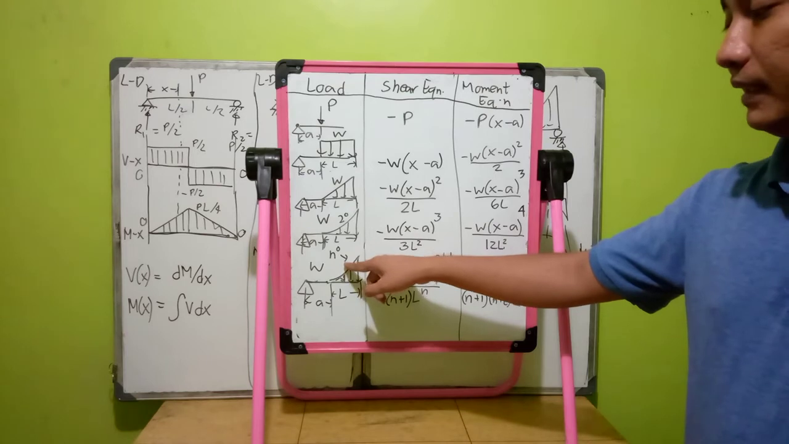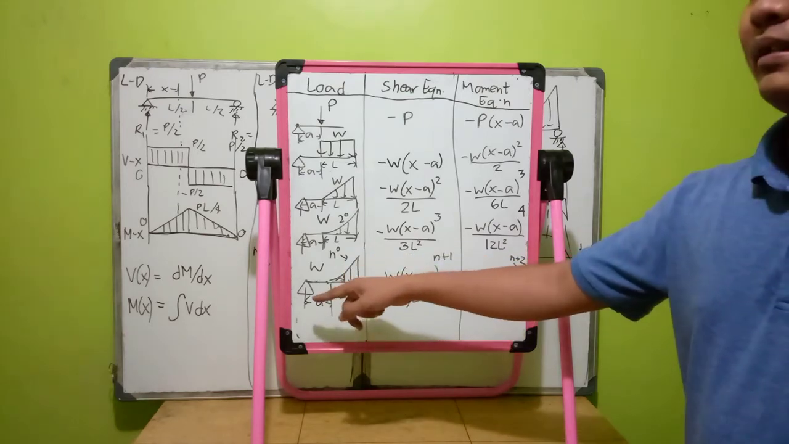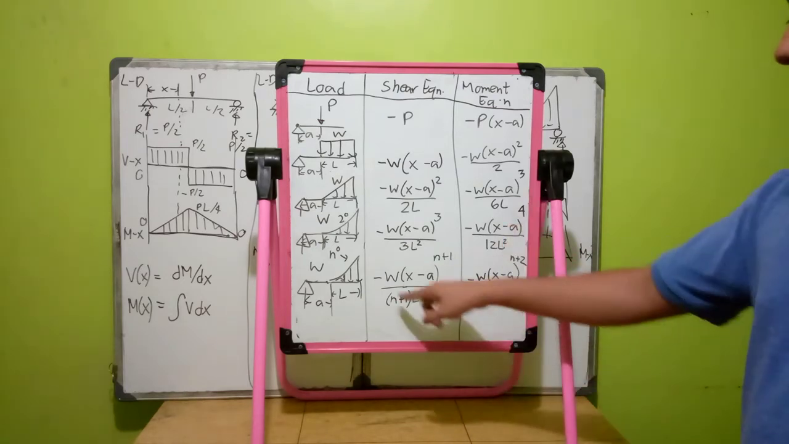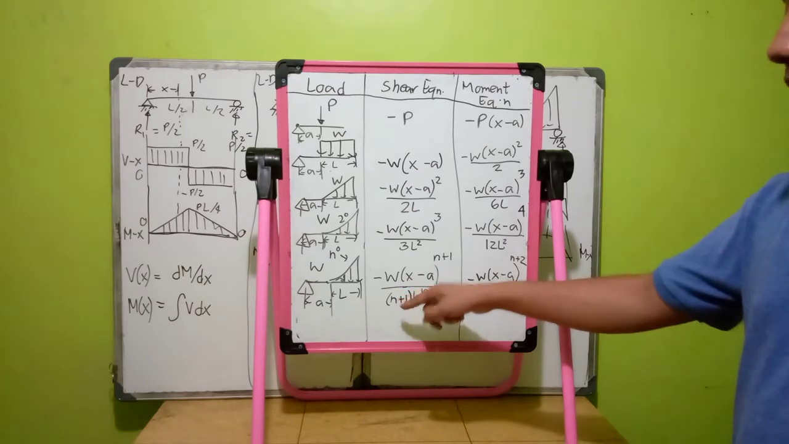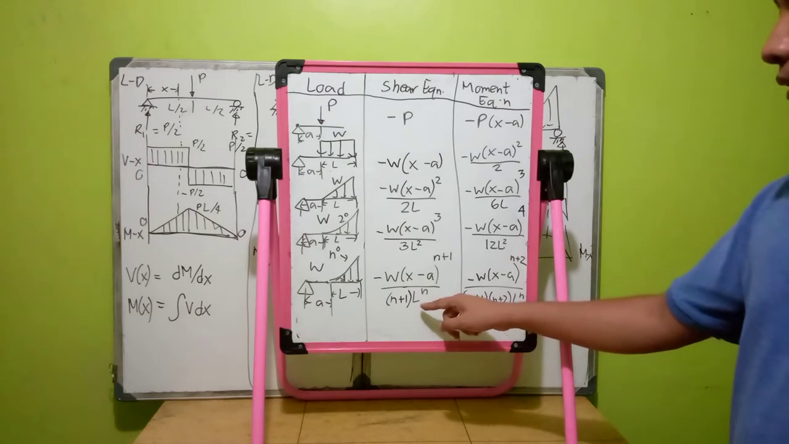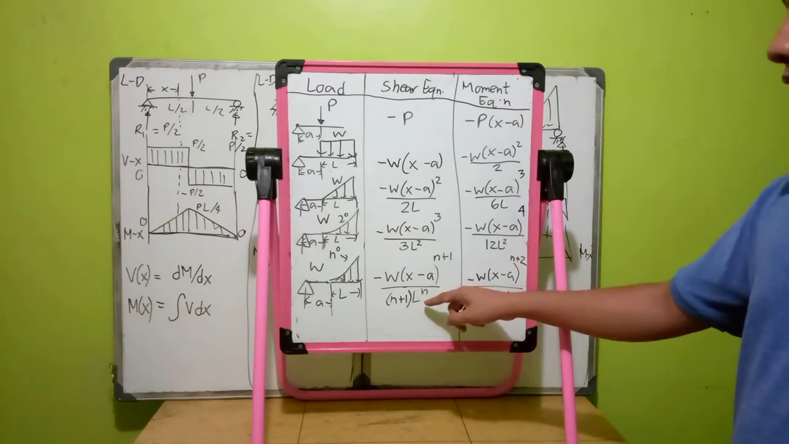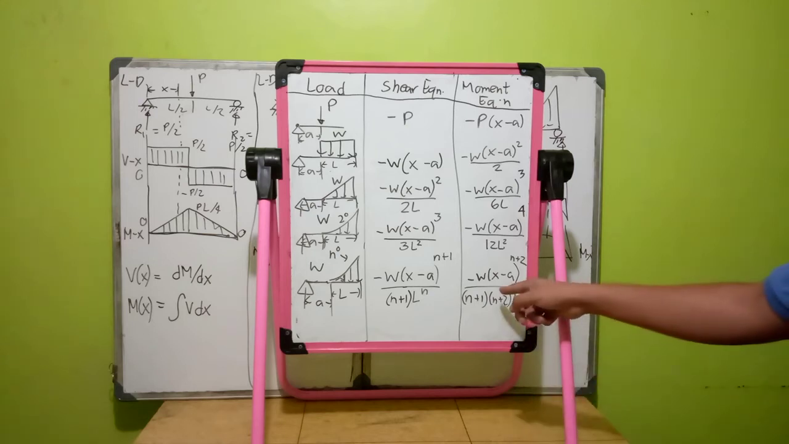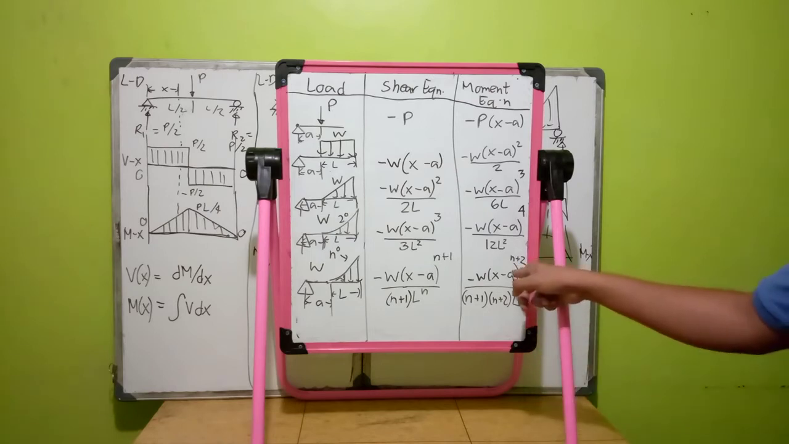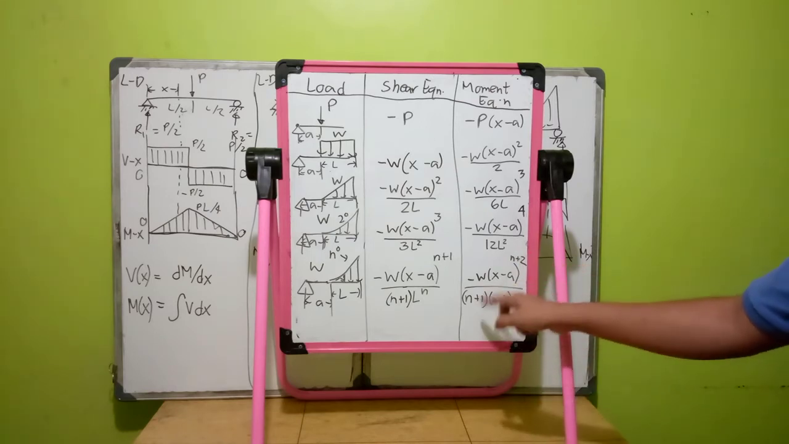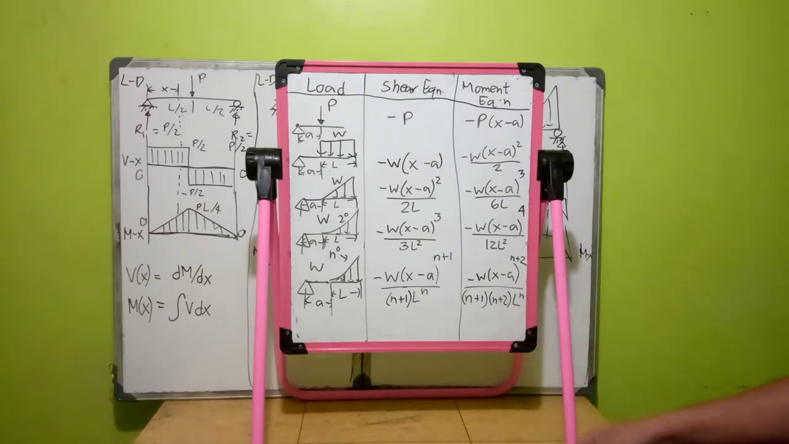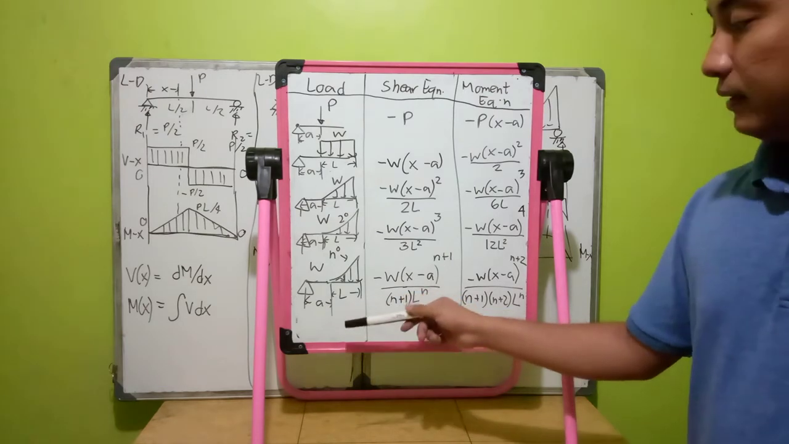So what if it is n degrees? If this is an n-degree curve and it starts at a distance A from the support, there is no problem. You follow this formula: negative W times (x minus A) to the power of n plus 1 over (n plus 1) times L to the power of n. And for your moment equation, it will be negative W times (x minus A) to the power of n plus 2 over n times (n plus 1) times (n plus 2) multiplied by L to the power of n, where L here is the length.